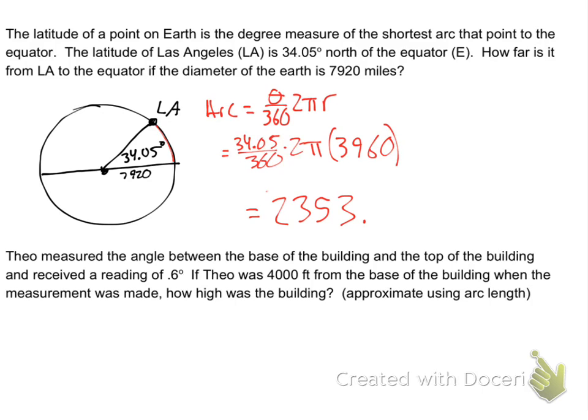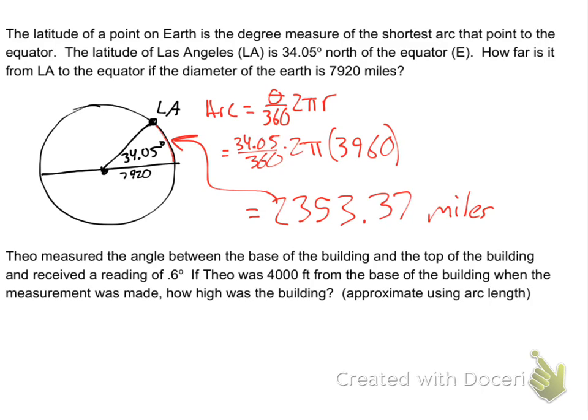53 point. Comes out exactly? No. 0.37. 0.37 miles. So the distance from LA to the equator is about 2,300 miles. Yeah.